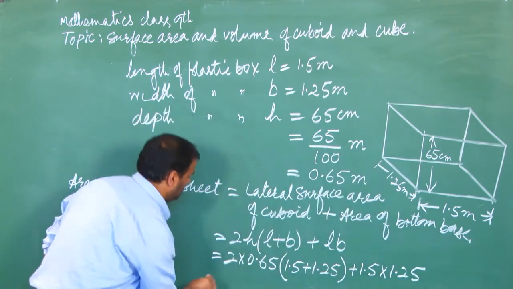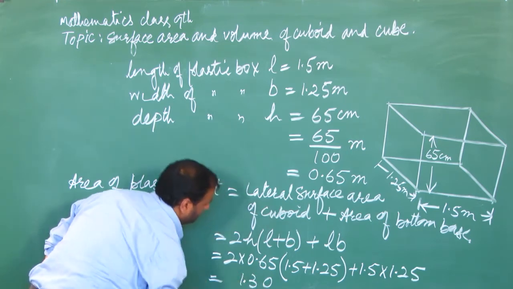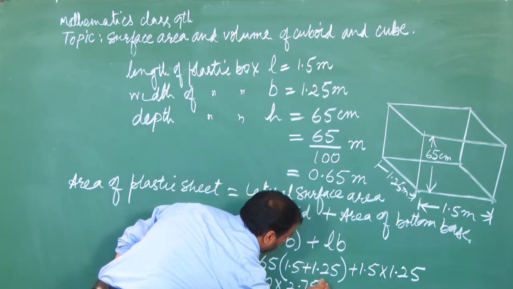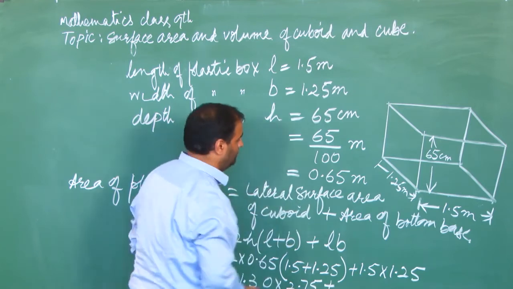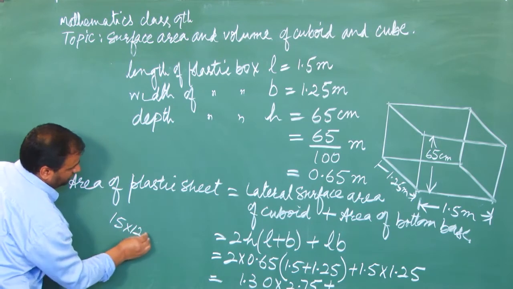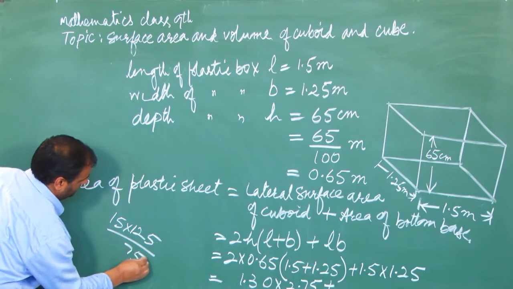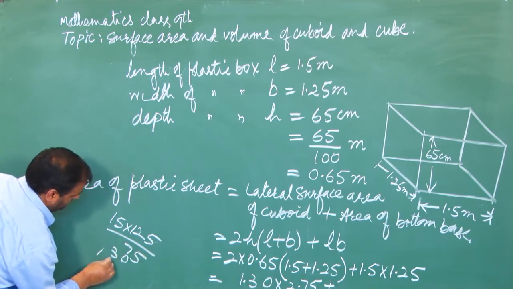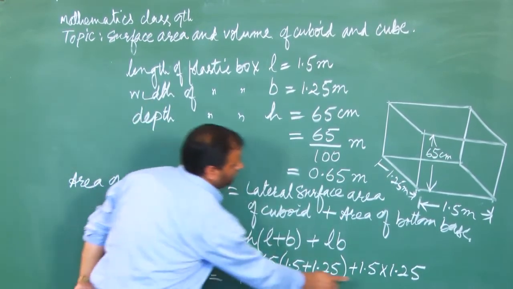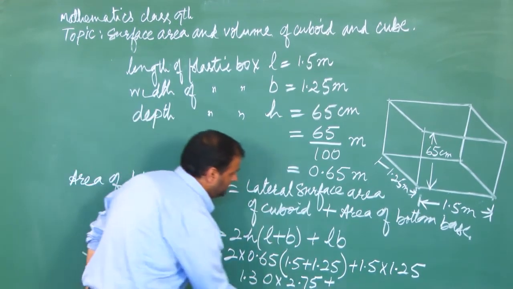So how much is this? 2, 5, 10, 2, 6, 12 and 1, 13. So this is 1.3 into 2.75 plus, now 1.5 into 1.25. How much is this? Multiply 15 by 125. One 875, 2 and 1, 3. Put decimal 3 digits away from the back, it becomes 1.875.